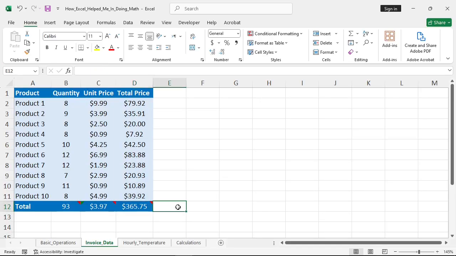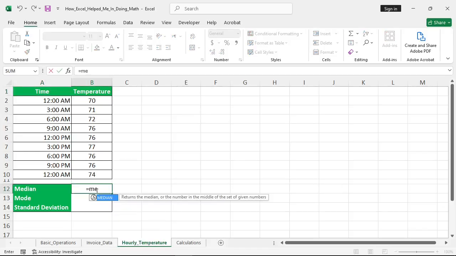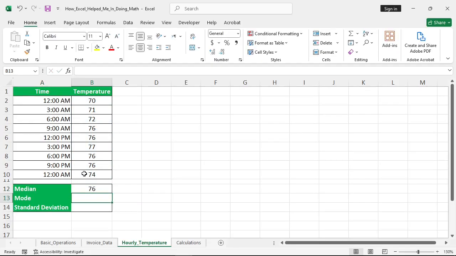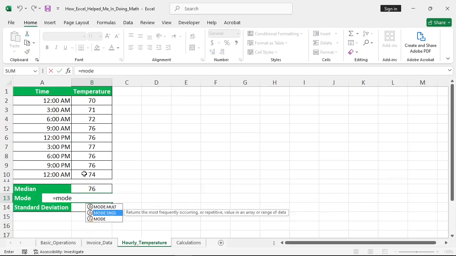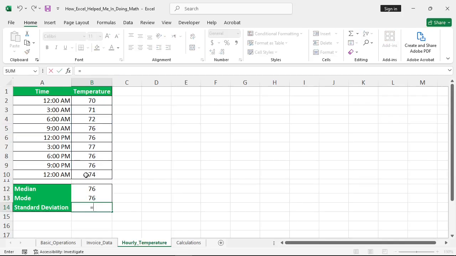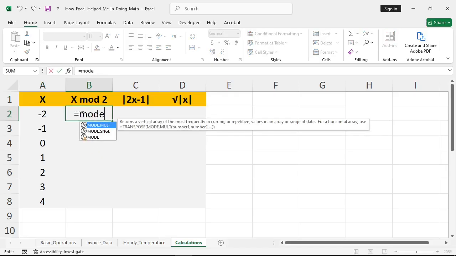That's it, very sophisticated. In the next example, we have a table of time temperature data. We're going to use some statistical functions to calculate the median, mode, and the standard deviation. The theory behind this is beyond the scope of this video, and I'm not going to open it here. Just look at the functions I use. And finally, I show you the use of functions to calculate the modulo, the absolute value, and the positive square root of numbers.